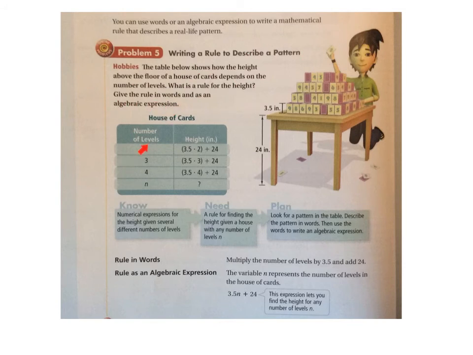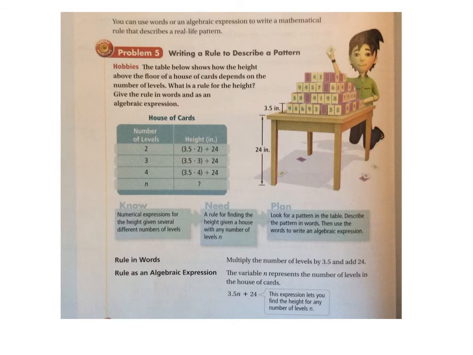So 2 levels, right? 3.5 times 2 plus the 24 inches of the table. So let's make sure we understand. Each card is 3.5, and the height of the table is 24. So 24 plus 3.5, that's 1 level. 24 plus 3.5 plus 3.5 is 2 levels. 24 plus 3.5 plus 3.5 plus 3.5 is 3 levels.